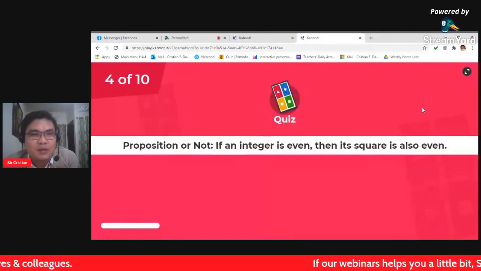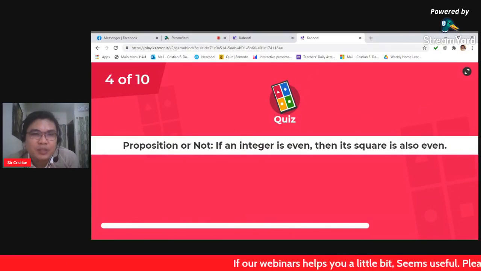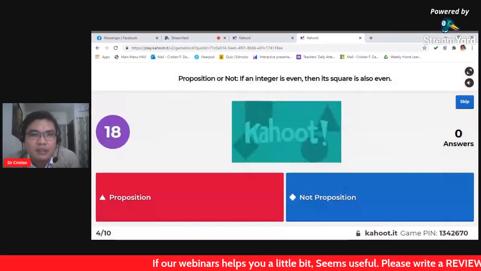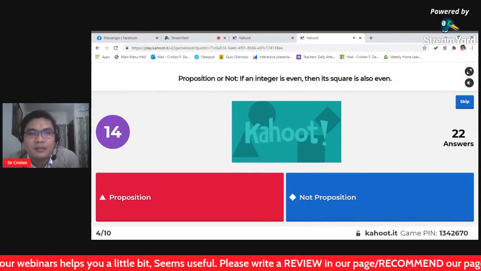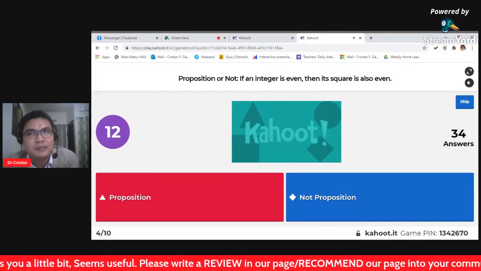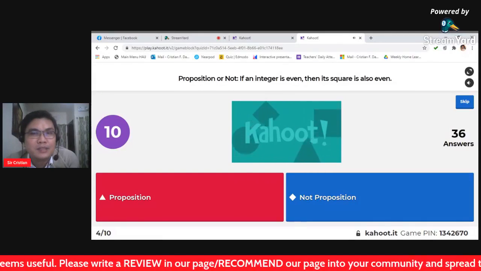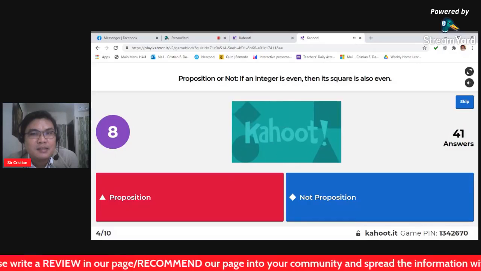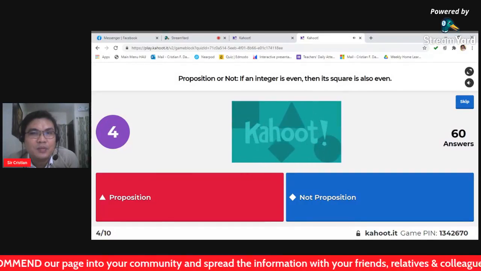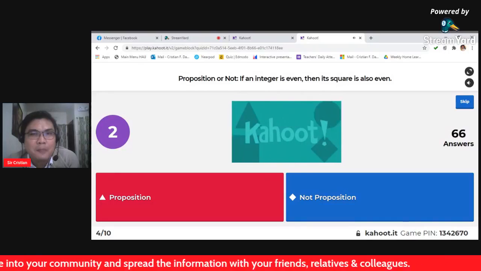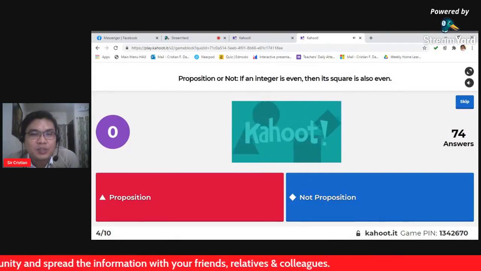Fourth question, again, proposition or not: if an integer is even, then its square is also even. Let me help you. Is it first a declarative sentence? If so, does it have a truth value? By that, you can decide if it is a proposition or not.